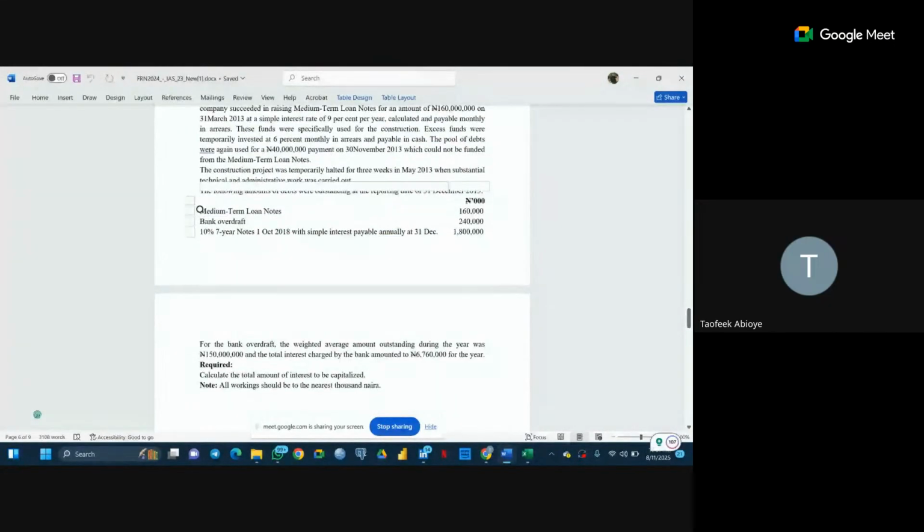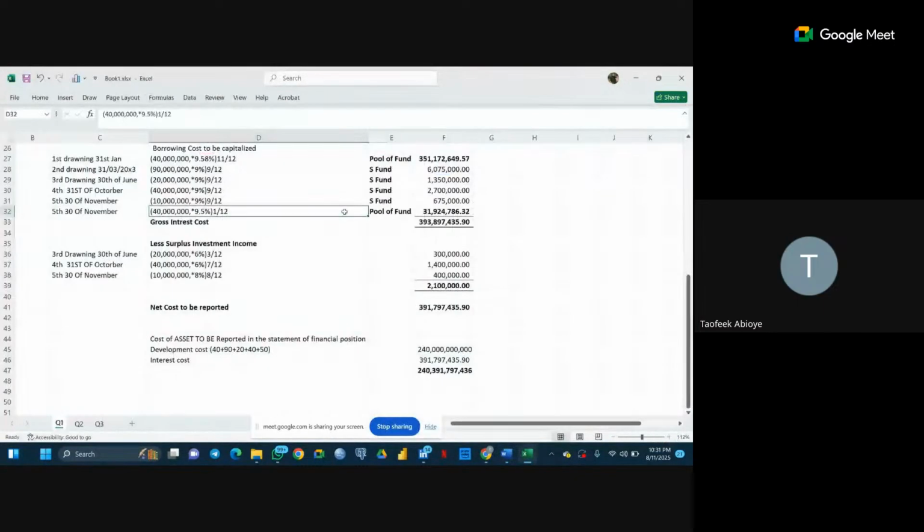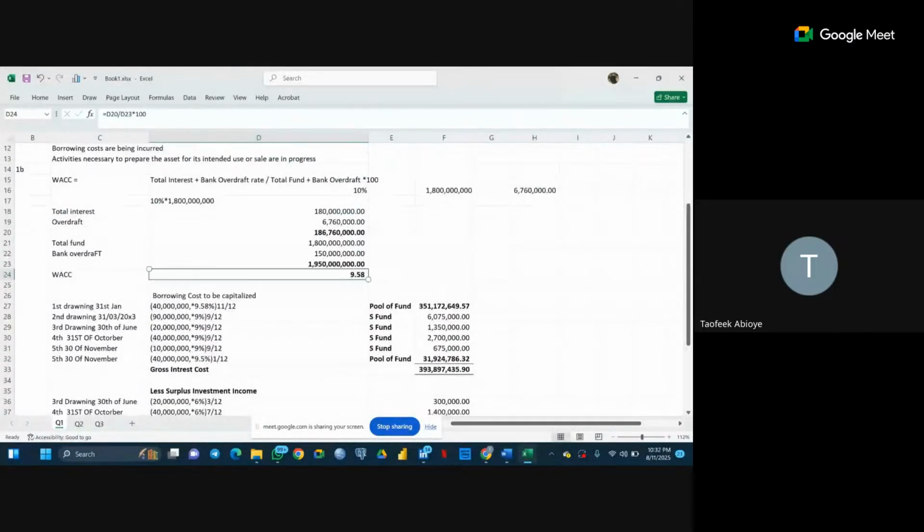Now, then I went ahead for the bank overdraft, the actual formula for WACC. Let's put aside that I said plus the bank overdraft. Sometimes, if they did not give us this 6 million figure, they will give us the rate of that bank overdraft. If you are given the rate of that bank overdraft, it means that we are going to apply that rate on this 240 million to get our interest, which is what we will use to add together with this 180 million here. We get this 180 million by multiplying 10% to 1.8 billion loan notes. So the total loan is 1.8 billion at the rate of 10%. The multiplication of this 10% and this is what gives us this 180.